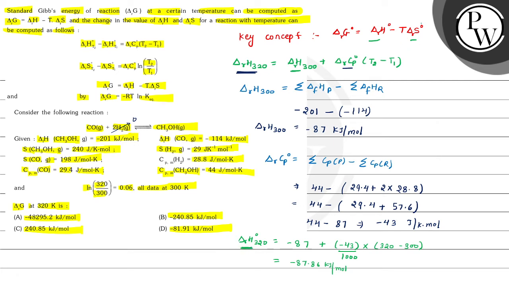Now we have to find the entropy of reaction at 320 Kelvin. It can be written as entropy of reaction at 300 plus del Cp naught ln T2 by T1, where Cp naught is the standard molar heat capacity at constant pressure. Now we can substitute the values here.